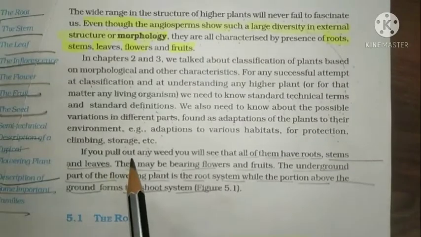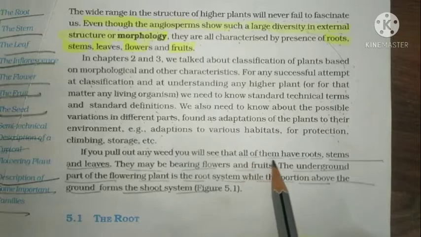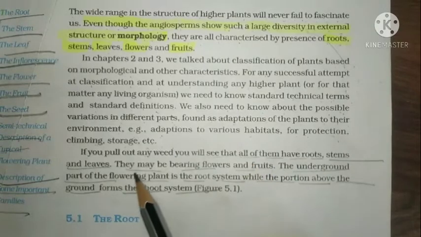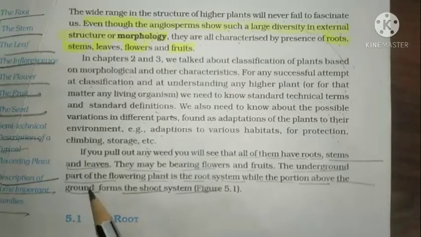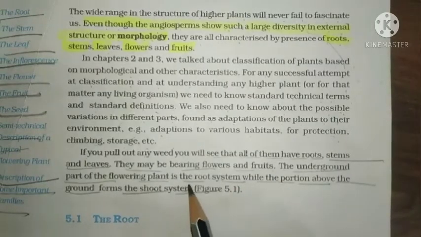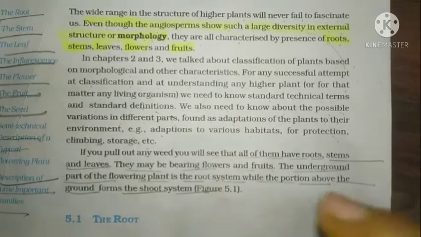If you pull out any weed, you will see that all of them have a root, stem, and leaves. They may be bearing a flower and fruit. The underground part of a flowering plant is the root system, while the portion above the ground forms the shoot system, as given in figure 5.1. The root.